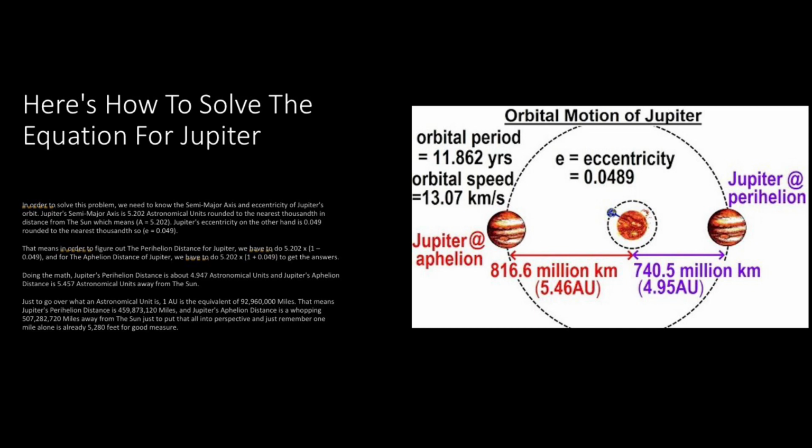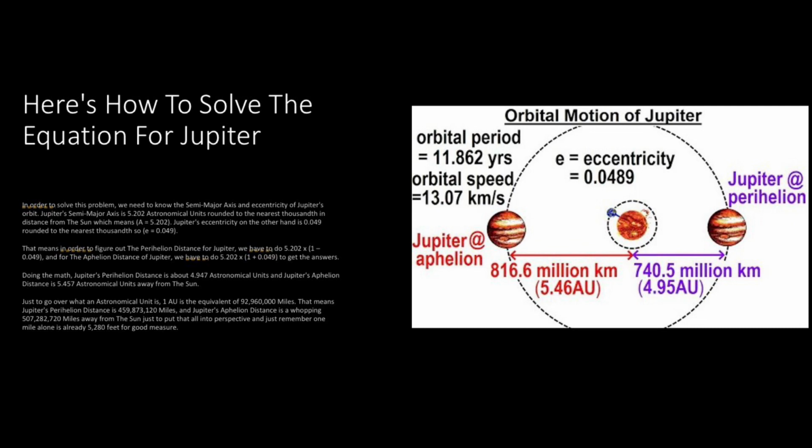And for the aphelion distance of Jupiter, we have to do 5.202 times, in parentheses, 1 plus 0.049 to get the answers. Doing the math, Jupiter's perihelion distance is about 4.947 astronomical units, and Jupiter's aphelion distance is 5.457 astronomical units away from the Sun.